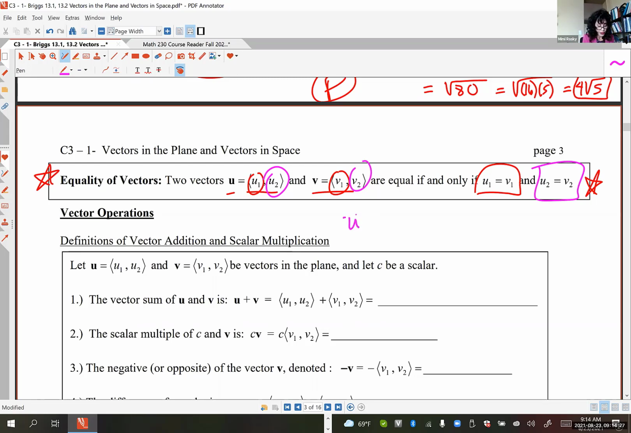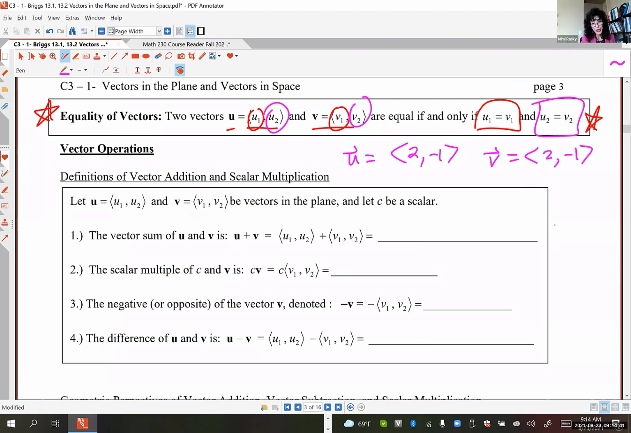Now, again, this seems like, well, of course. I mean, if you had a vector u with components 2, -1, and you had another vector v with components 2, -1, I hope you can agree that the scalar components match, so these vectors are equal. Of course. So that's why I say it seems really obvious. So how is that helpful? Don't worry, it's going to rescue us later.